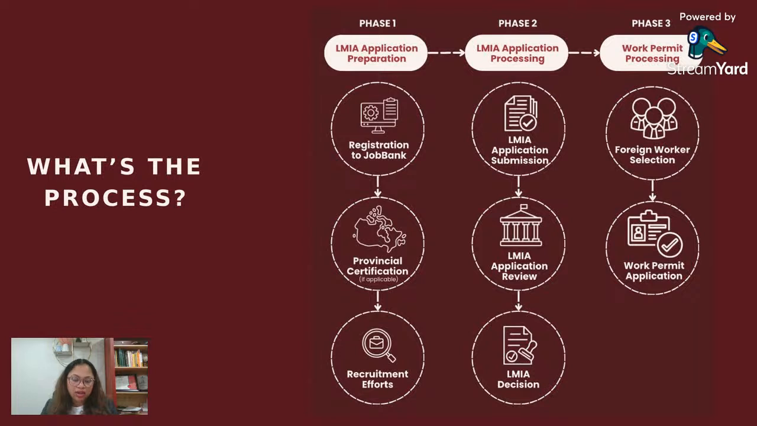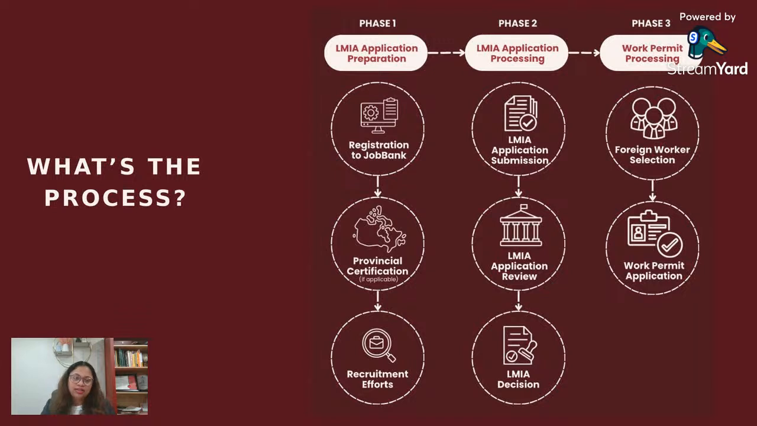What is the actual process overall? So this is an overview of the different phases of the LMIA and the work permit. We have broken this down into three phases. The first one is the LMIA application preparation. So we register with the Job Bank, which is one of the key job portals that you need to register in. And during this phase, if there's a provincial certification, we would use that as well. Most of the time, it's usually just an LMIA closed work permit. And the recruitment efforts start.